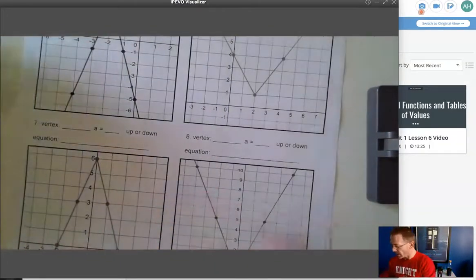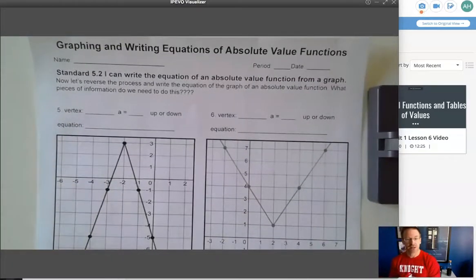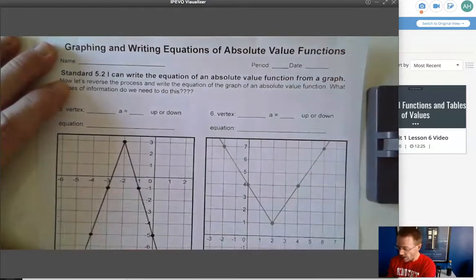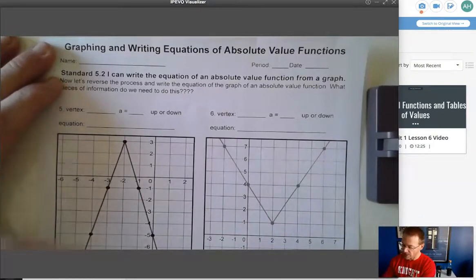Okay, now the other thing we're going to do, just like we did with lines, is reverse the process. Just like we did earlier when we gave you a graph of a line and wanted you to be able to write the equation of the line, we're going to do the same thing. We're going to give you a graph of an absolute value, and you can see that standard 5.2: I can write the equation of an absolute value function from a graph.